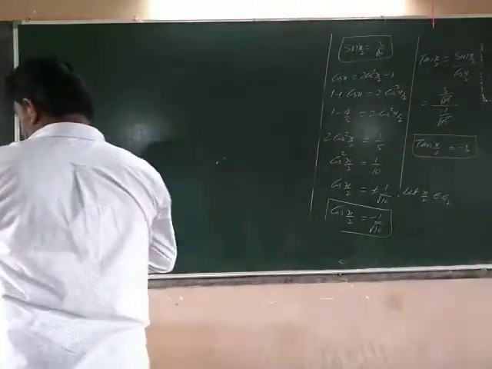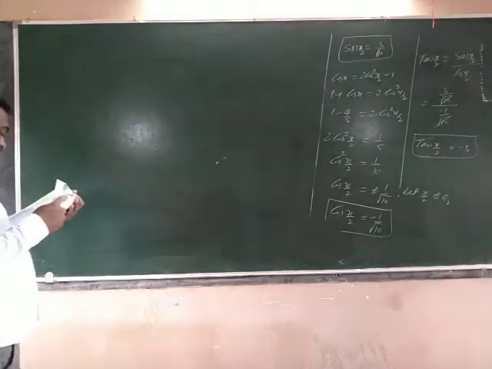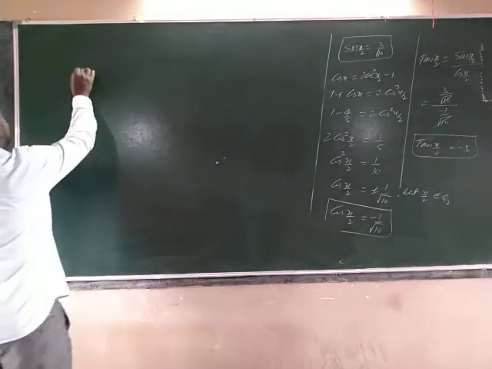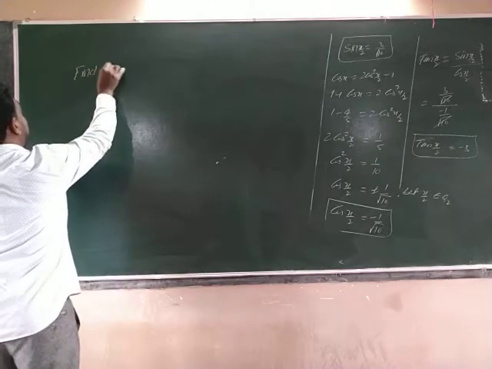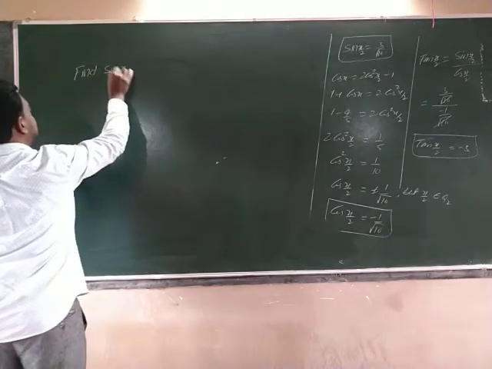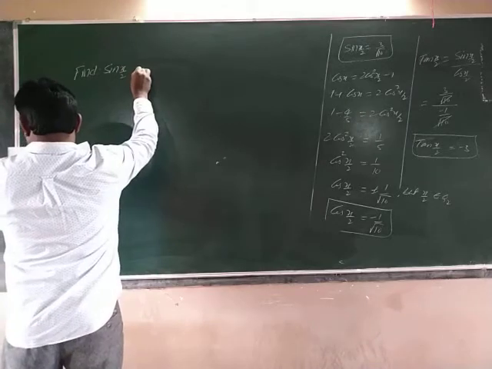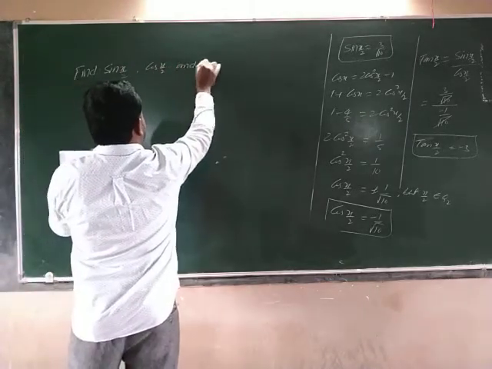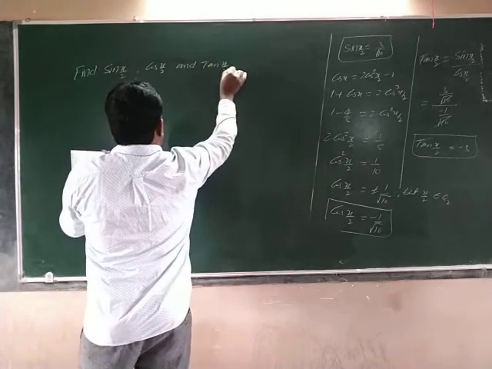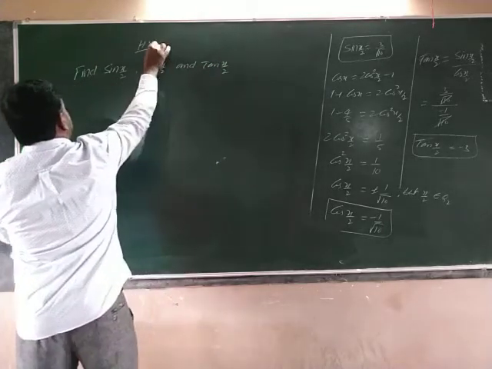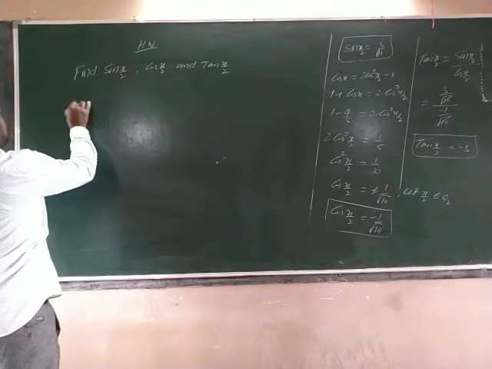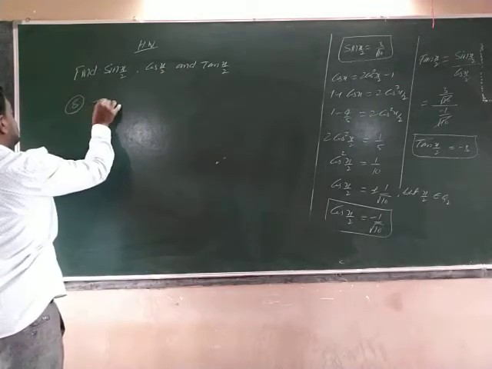Miscellaneous exercise, we have questions 8, 9, 10 now. For these, we are finding sin x by 2, cos x by 2, and tan x by 2. This is your homework. You will do this one. Of the following, first the 8th one, no?